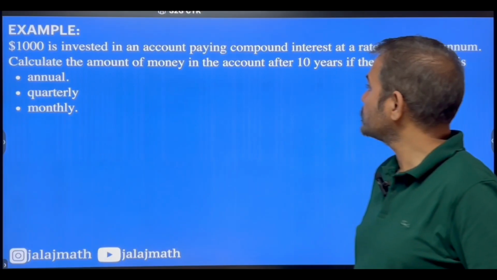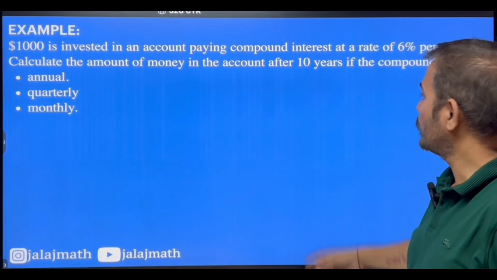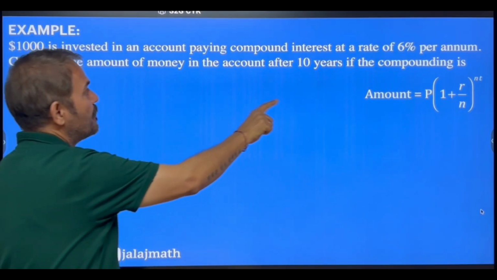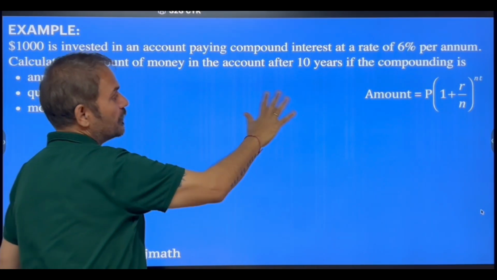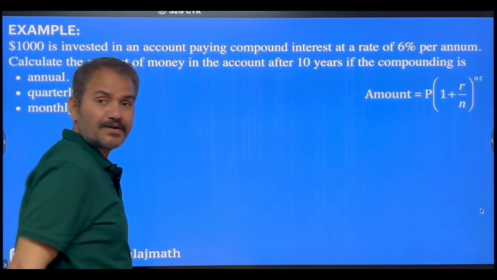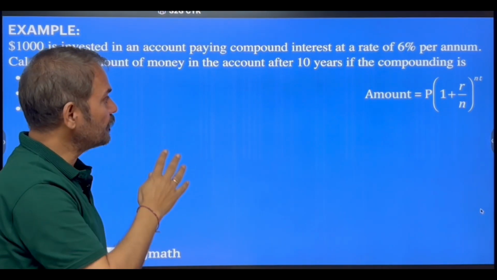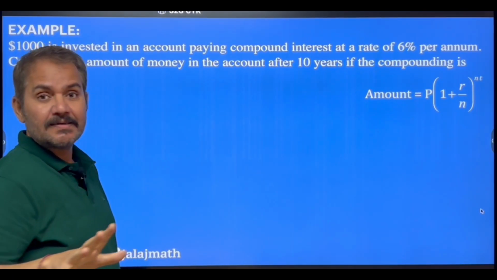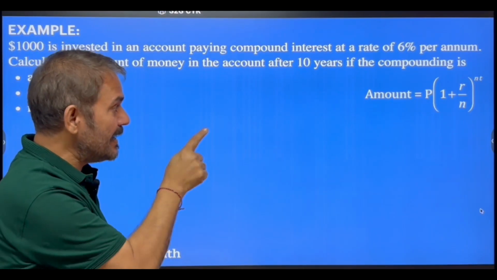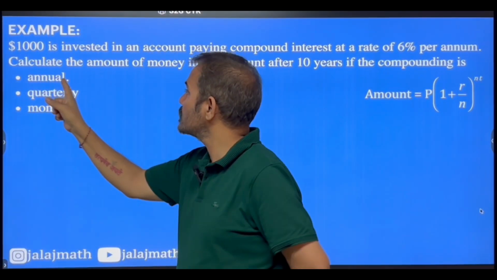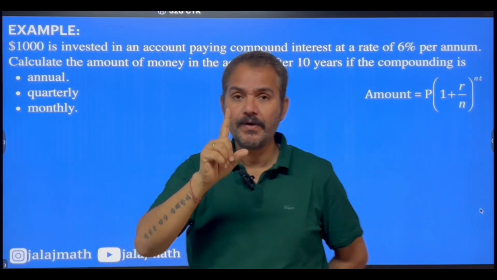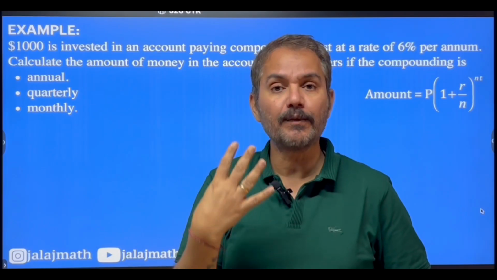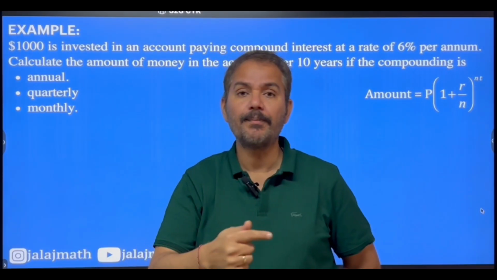So what will be the amount of money in the account? So this was our formula. In the first case, when it is annual, P will remain 1,000 in all the cases. R will remain 6%, so 0.06 in all these cases. T, time, is 10 years. It remains 10 in every case, but the N will change. If you are calculating it annually, meaning once in a year, N becomes 1. Quarterly, 4 times in a year, N becomes 4. And monthly, then N will become 12.